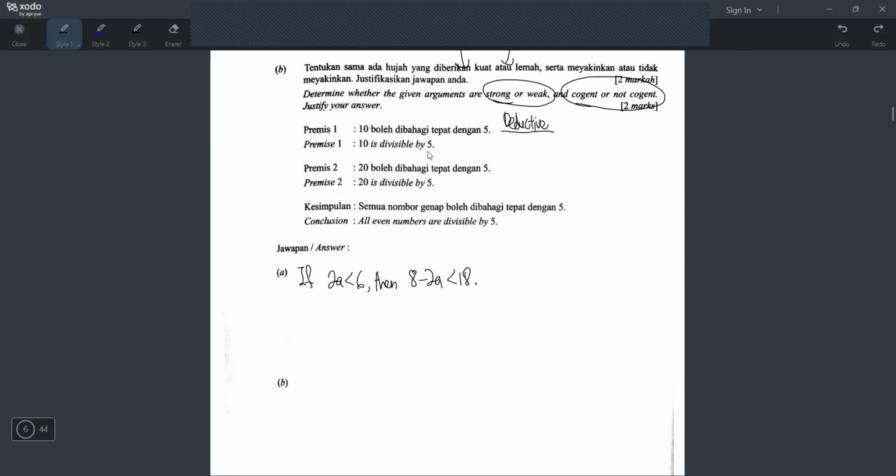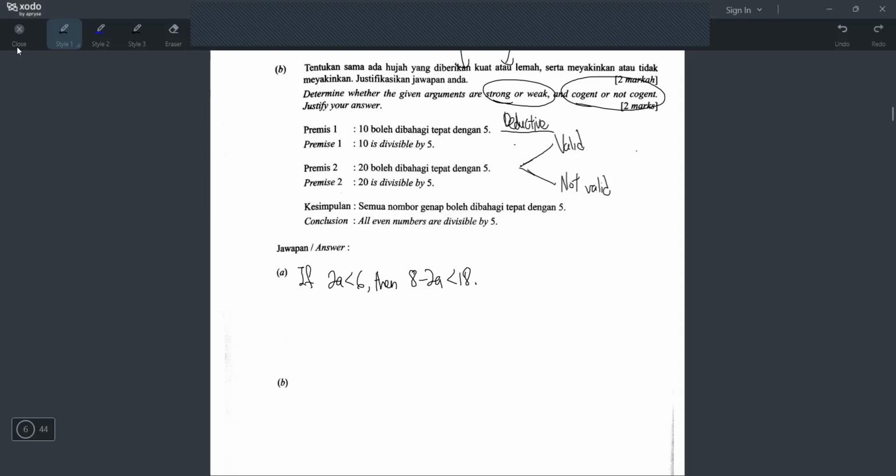Deductive, when they give you a deductive argument, there are three formats that you have to remember, right? Type 1, type 2, type 3. Okay, but let's not talk about the format. Let's just talk about how to determine whether it's valid or not valid. So a deductive argument can be valid, it can also be not valid, right? So how to determine it's valid or not valid? We see whether it follows the format or not.